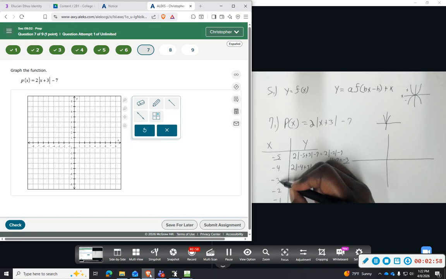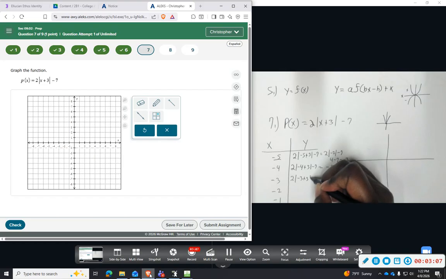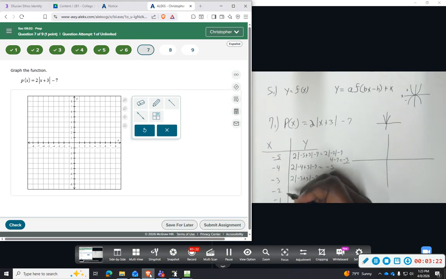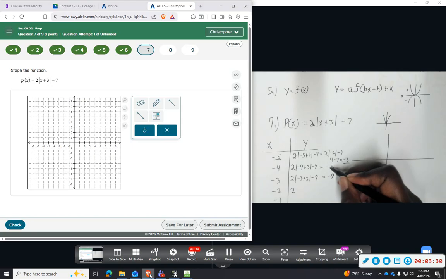Then plug in negative 3. Negative 3 plus 3 gives me 0. 2 times 0 is 0. Minus 7, negative 7. So that looks good. And then it should start to change, maybe not till we get to the positives. At negative 2, it's going to go back up. So it'll be going back up to negative 5 and negative 3. That's when it changes directions.